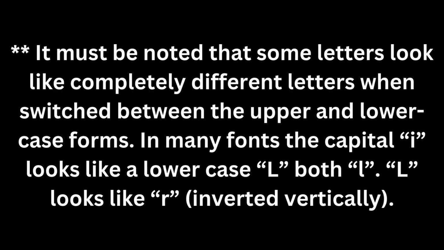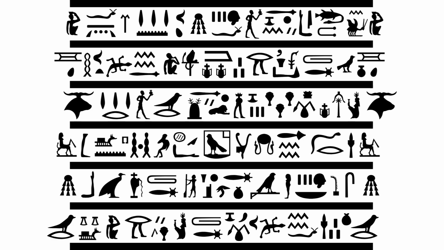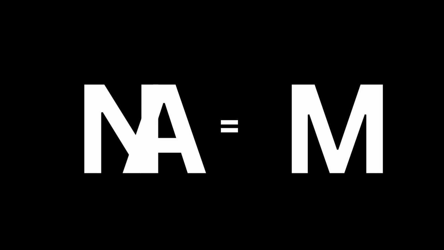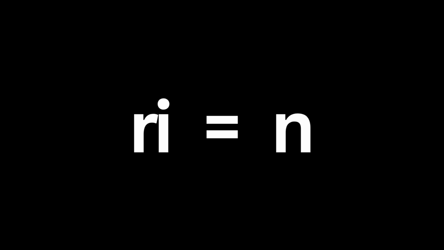Some letters, when fused together, look completely like other letters. Just as the ancient Egyptians fused common sequences of signs into ligatures, part of the encoding process using the alphabet letters involves combining some of the letters together, like the N and the A giving us M, and the R and the I giving us the letter N. You can fuse the C and the L together to give us the letter D.